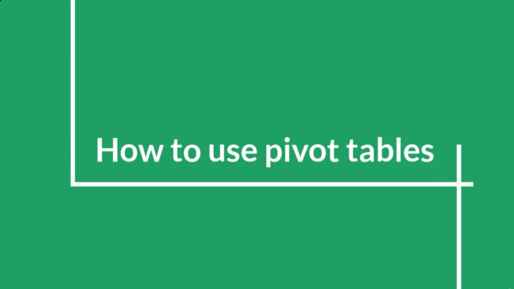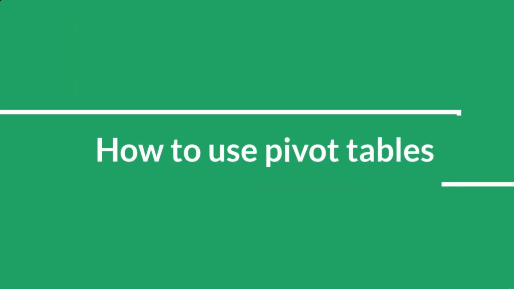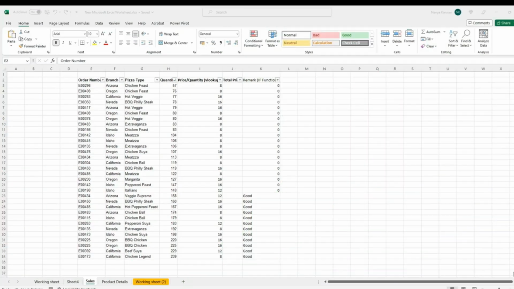Let us now talk about another prominent feature of Excel, which is pivot tables. A pivot table is a data summarization tool that allows you to analyze and explore your data in a variety of ways. It is a powerful tool that can help you to answer questions about your data that would be difficult or impossible to answer using other methods.